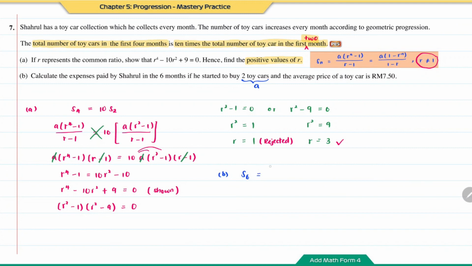Now we know that A is equal to 2 and R is equal to 3. So for the 6 months here, it's going to be 3 to the power of 6 minus 1 over 3 minus 1. Solving this, you're going to find the total number of toy cars will be 728. Now to find the expenses paid by Shahrul, we're going to take this total number of toy cars and multiply it by RM7.50. So it's going to be RM5,460.